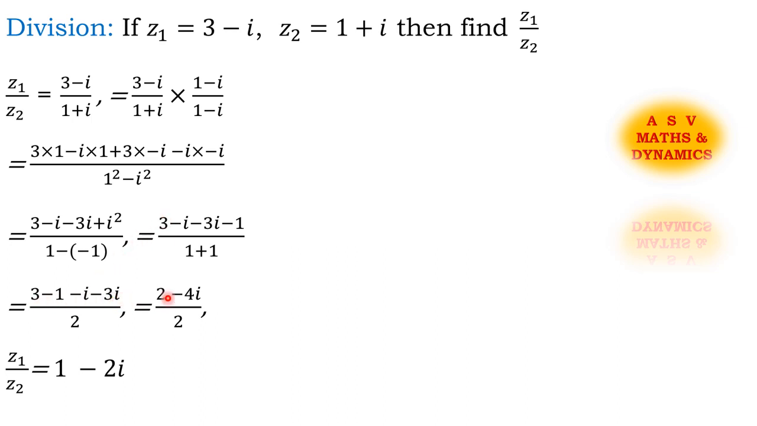Then you have to get the numbers. You see 2 by 2 and 4 by 2, you have to divide like this. At the same time you can take the common 2 outside. 2 over 2 cancel, remaining is 1 minus 2i. This is the value of the division for the two numbers.